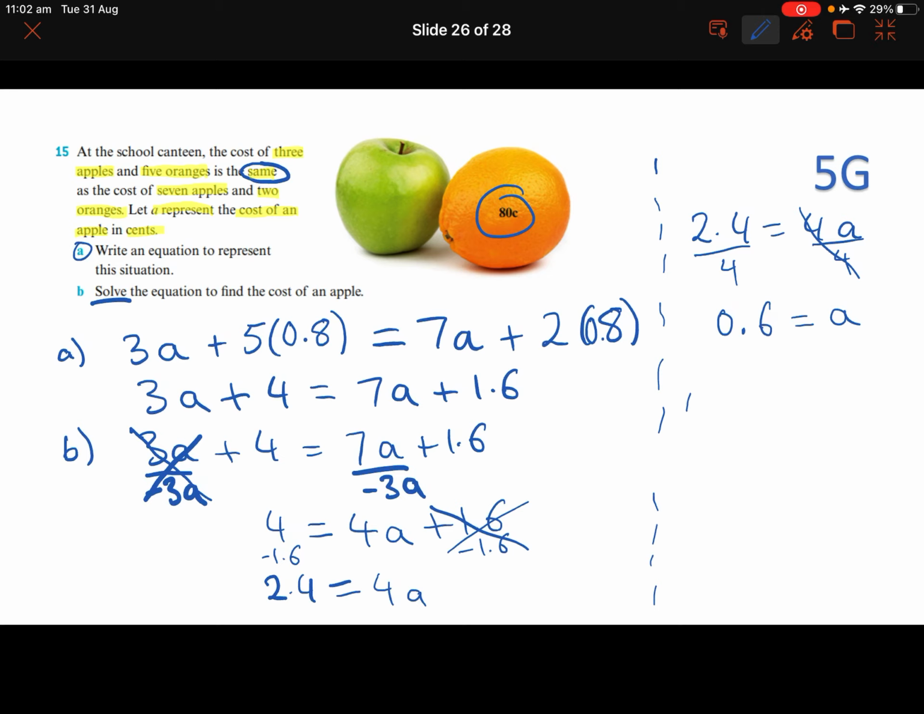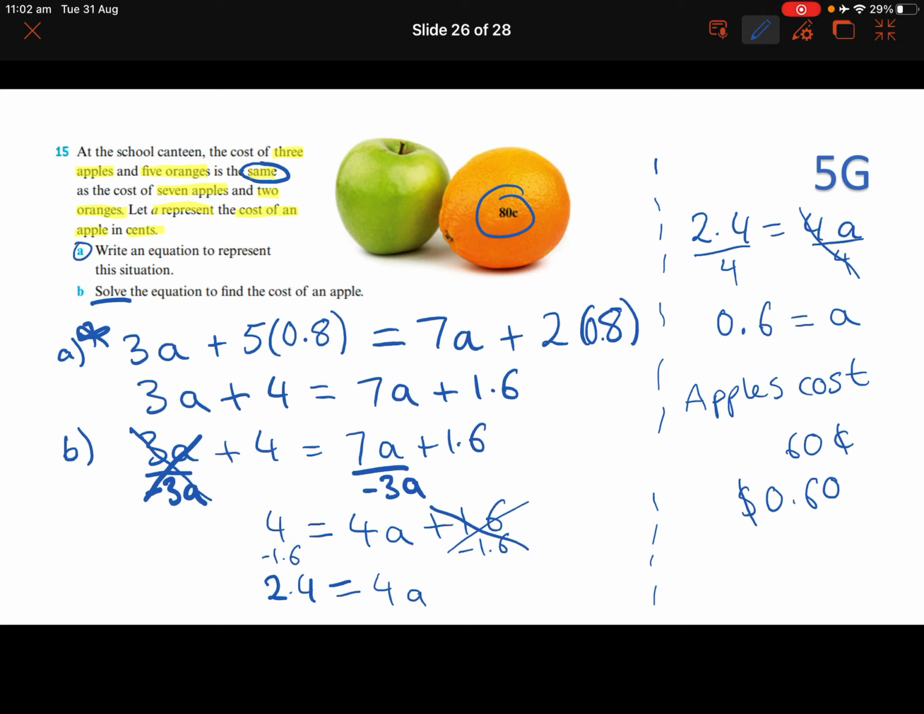Okay, so apples cost 60 cents, or $0.60. They're the same. All right, so setting up your equation is a matter of highlighting the important parts of it and then setting it up like I did over here.